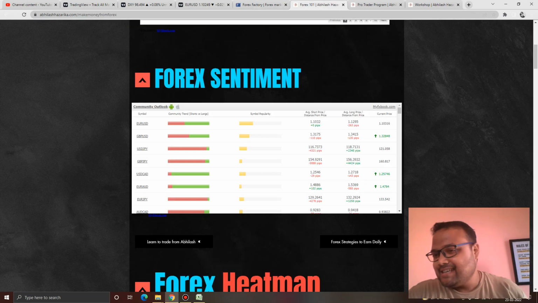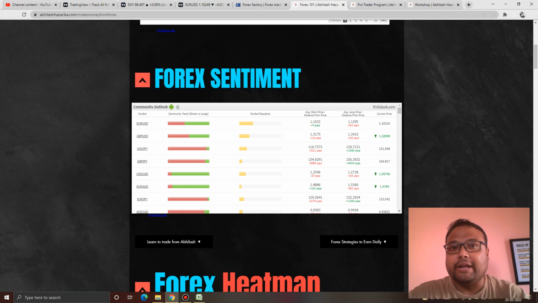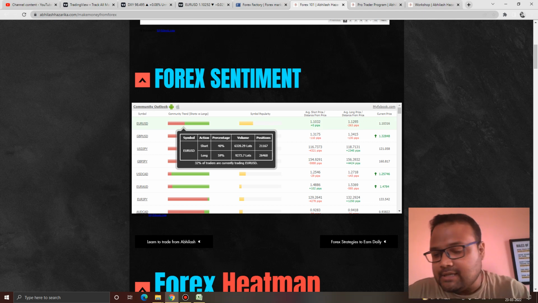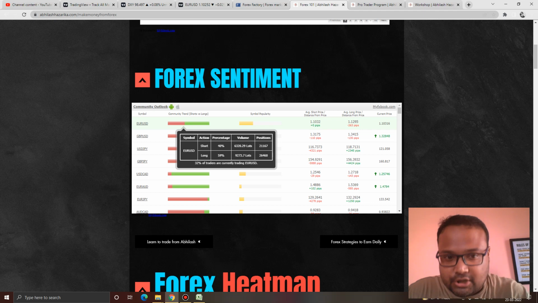And if you look at the forex sentiment meter here, the sentiment meter mainly shows the position of the retail traders, and you can see 40% traders have taken short position and 59% are on the long side. It means that they have taken buy position.